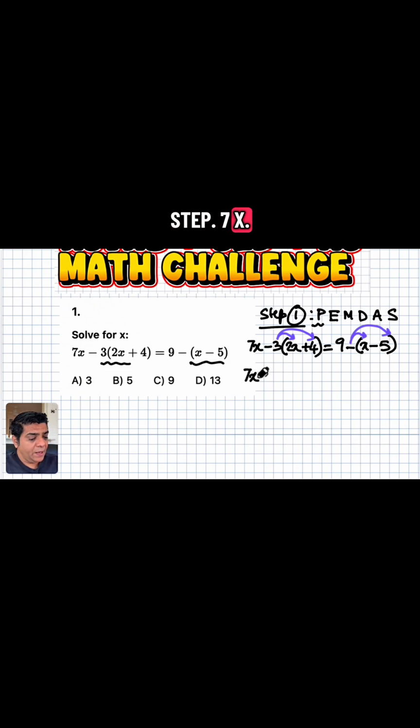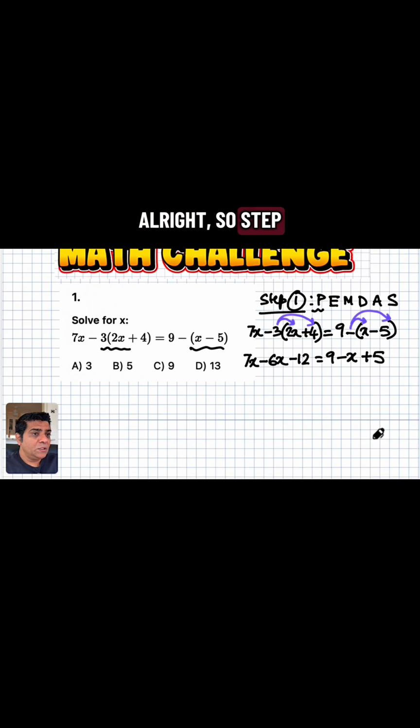In the next step, 7x. Now you have -3 times 2x, so that is going to be -6x. And then you have -3 times 4, that's going to be equal to -12. That is equal to, again, we said that if there is nothing here, that's -1. So 9, -1 times x is -x. -1 times -5 is +5.